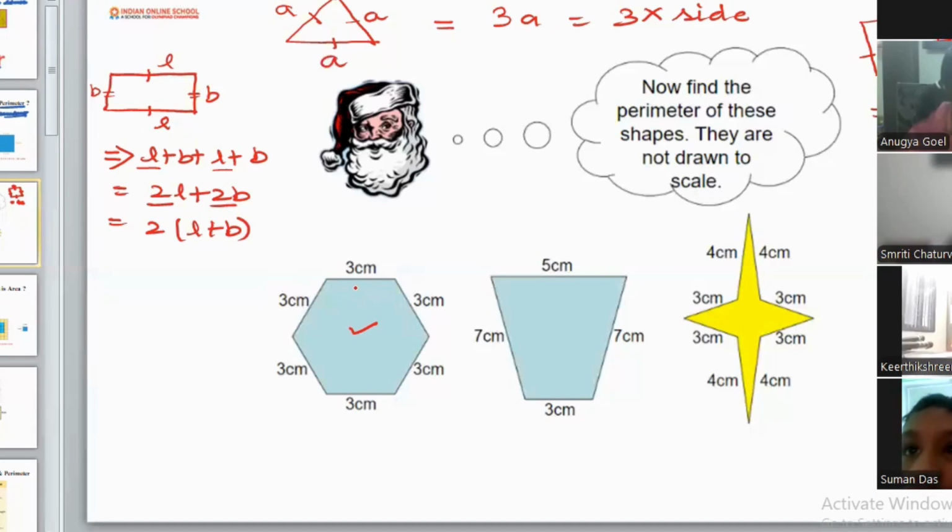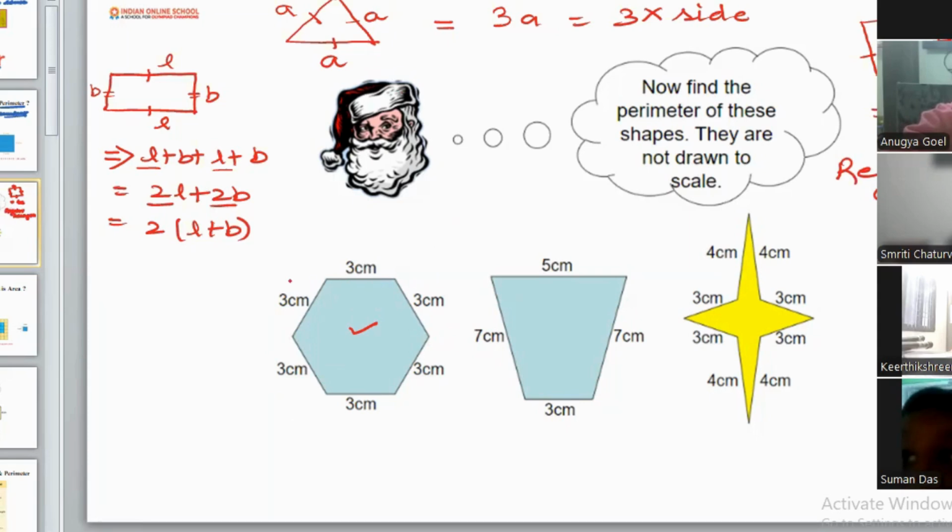Do you know? No. Okay, so when in a pentagon, hexagon, heptagon, all sides are equal, then we put one word before the name of the figure, which is regular. So the name of this particular hexagon will be regular hexagon. Regular hexagon. So can you tell me the perimeter of this regular hexagon?